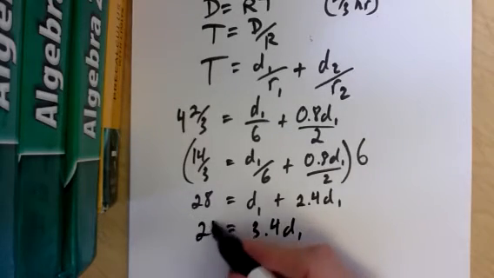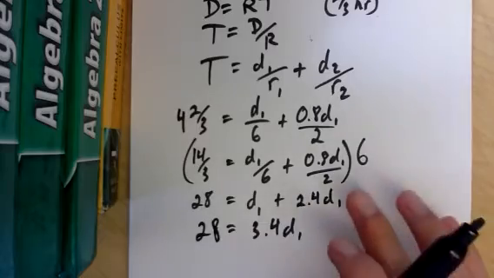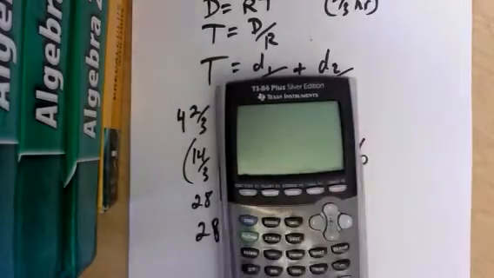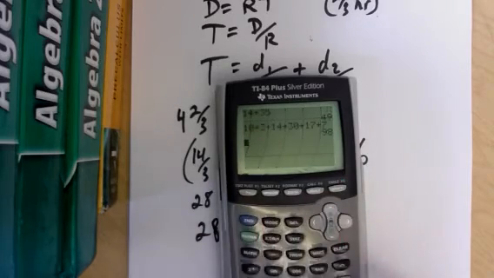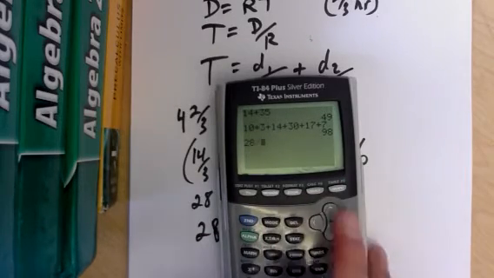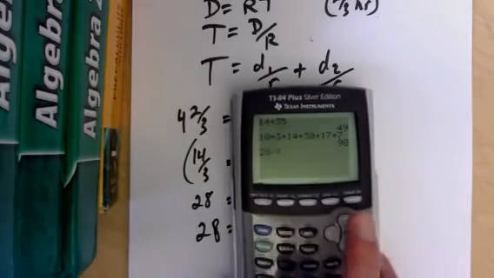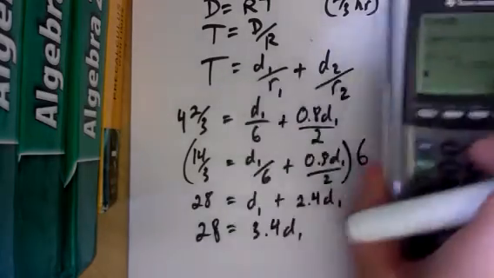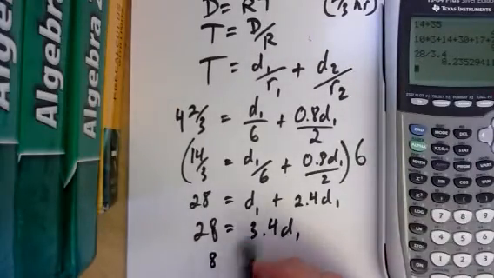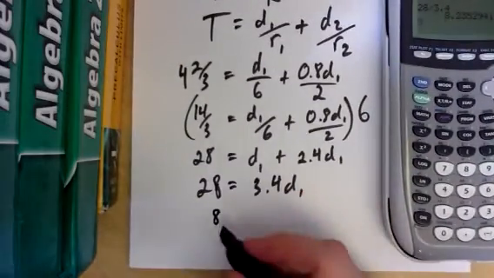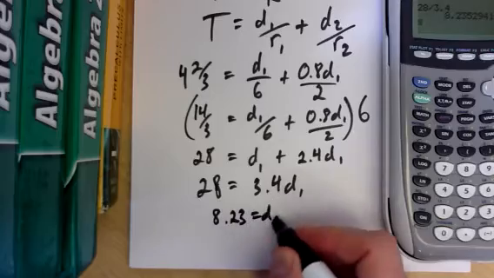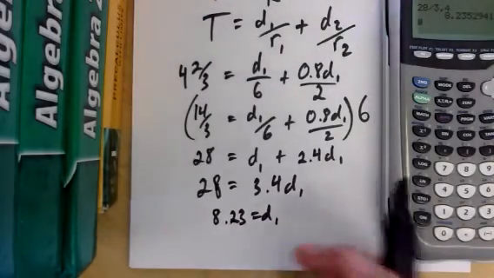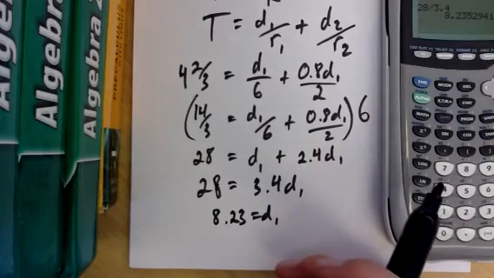distance 1 equals 28. I'm going to use a calculator here to do that division. So I have 28 divided by 3.4, and I got 8.23. Equals D1, 8.235. Now, that is choice B.